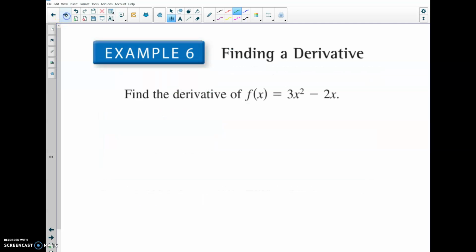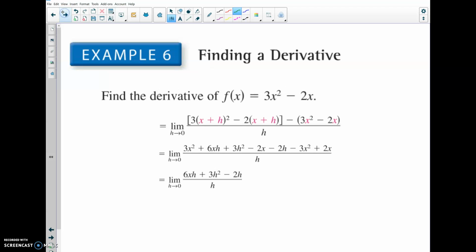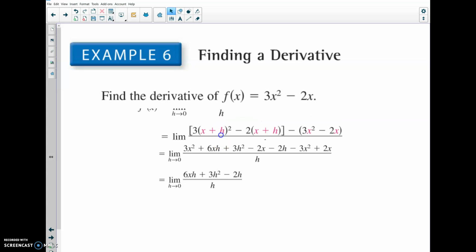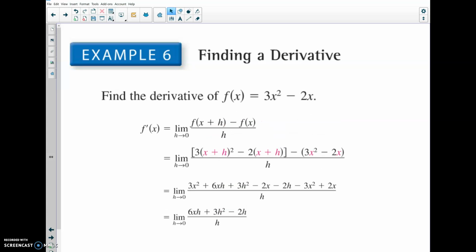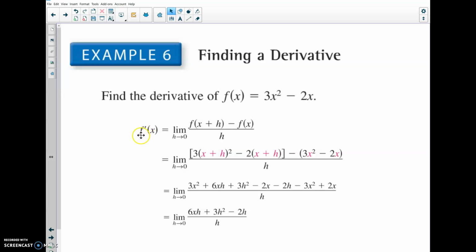All right, let's do one more example here. So now we're finding the derivative of our function here. Write this example down. So we are going to be using the official definition, limit as h approaches 0 of f of x plus h minus f of x. I forgot to write that in there. So f prime of x, our derivative of our function, is f of x plus h minus f of x all over h. The limit as h approaches 0.